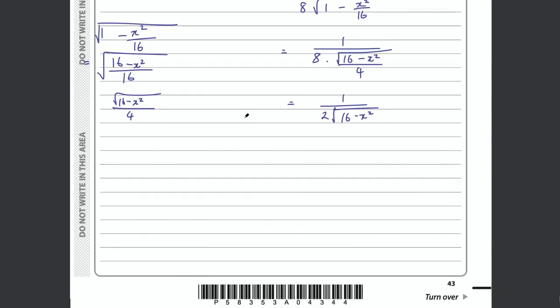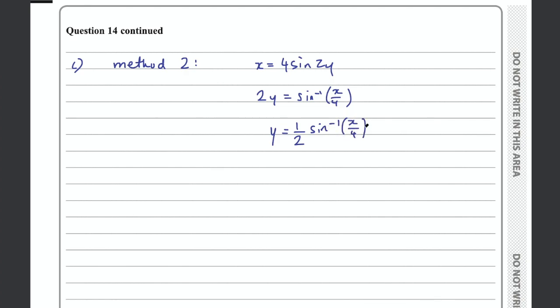So let me go through the method if you do use the derivative of the arcsine function. So let's say this is method 2. We started with x equal to 4 sine of 2y, and we're looking for dy on dx, remember, so let's find this in terms of y. We would have 2y equal to, divide by 4, take the inverse sine, this would be inverse sine of x on 4, and then y is equal to a half multiplied by the inverse sine of x on 4.